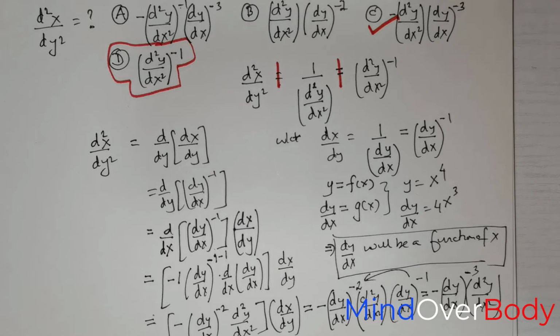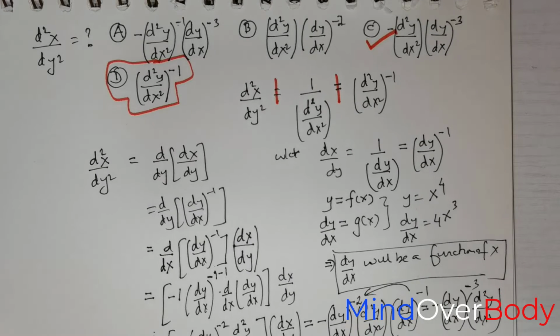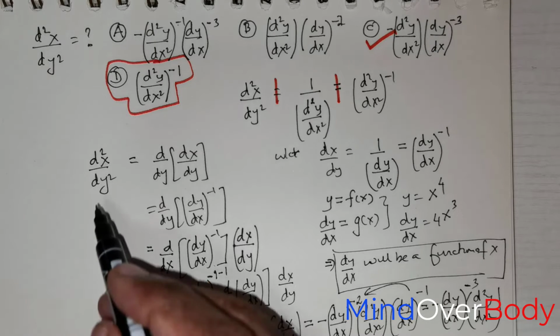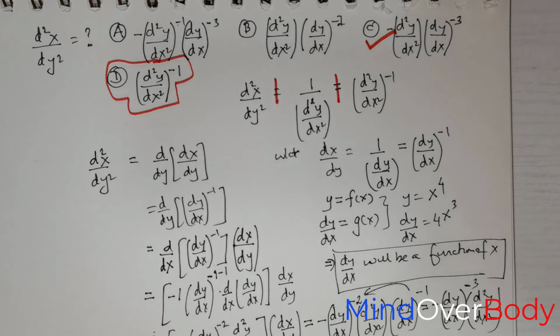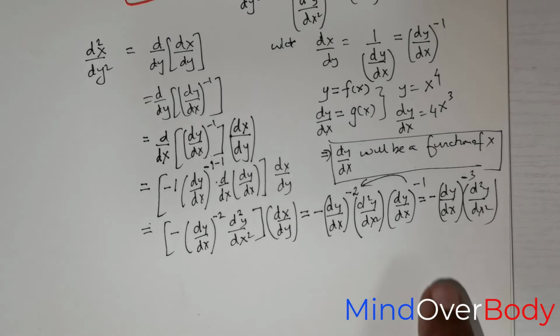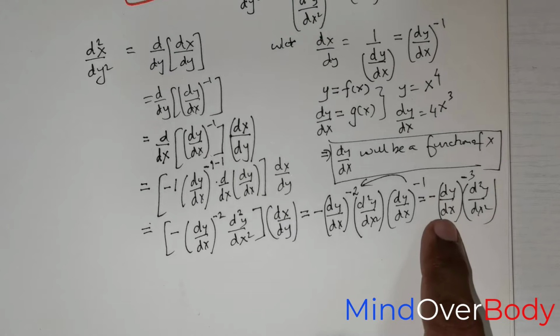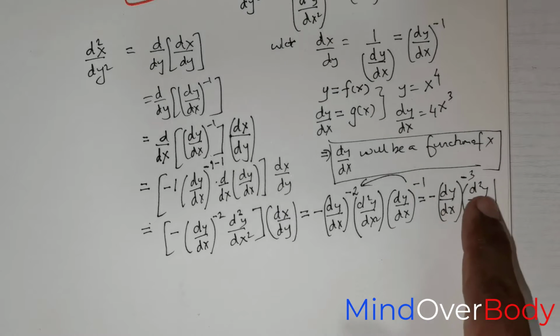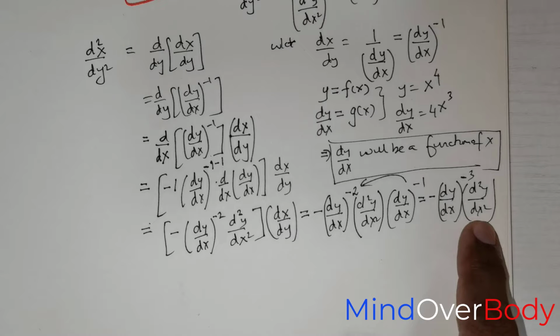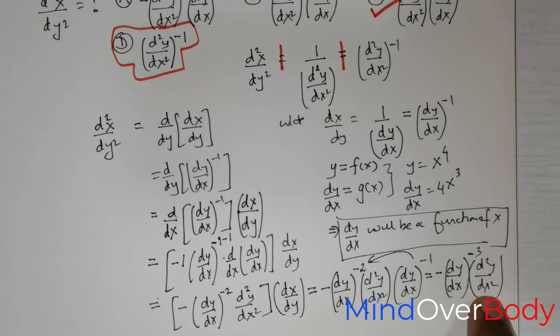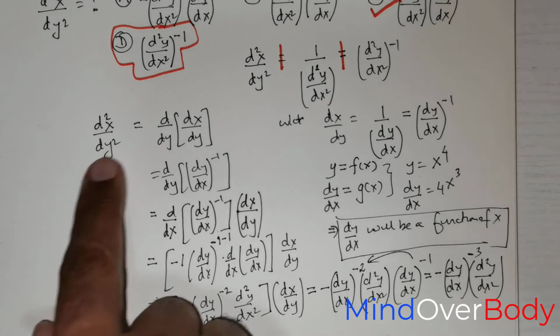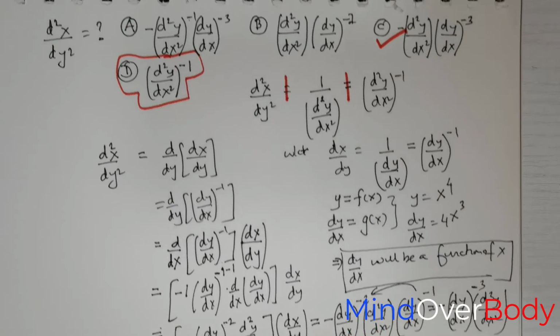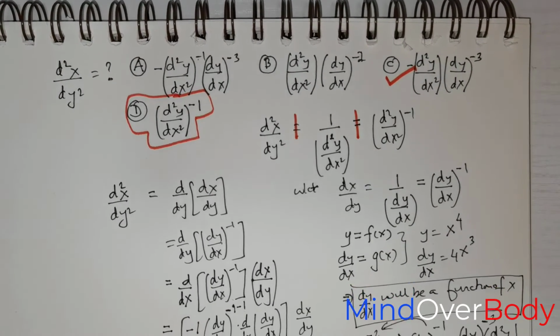So this is a beautiful question, because of the very fact that given d squared x over dy squared, we are able to rewrite it as negative dy over dx raised to the power of -3 times d squared y over dx squared. So that is a marvelous representation for a double differential operation. So students, we will go on to the next question.